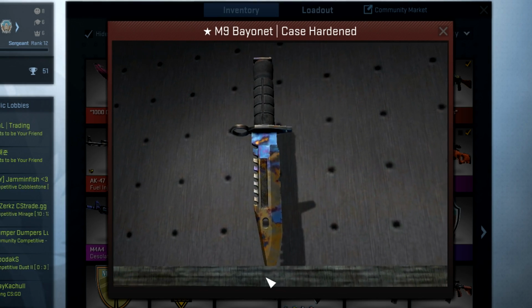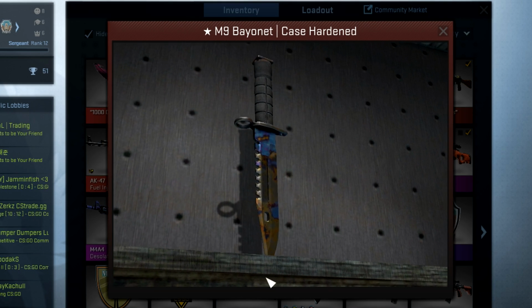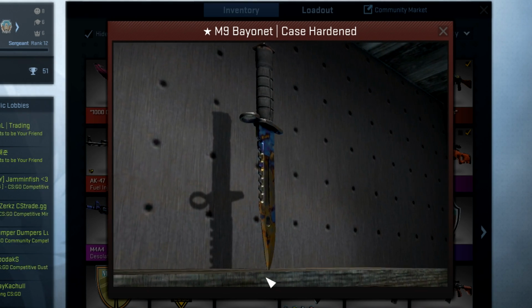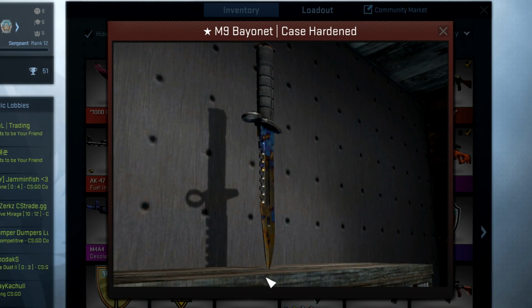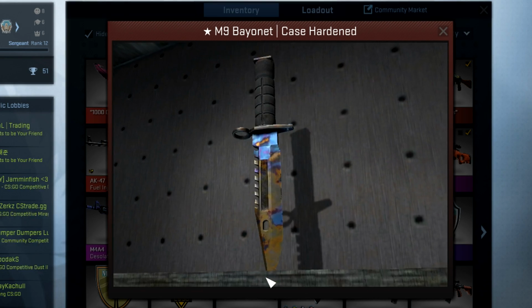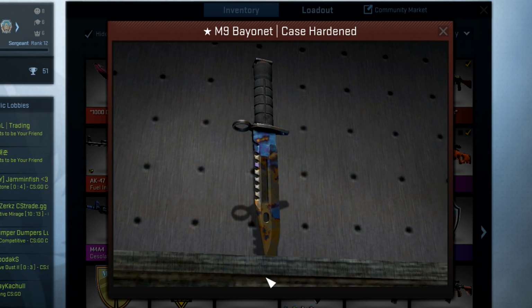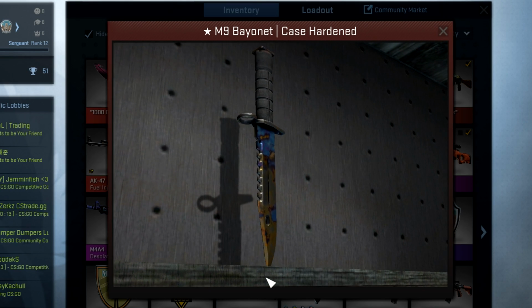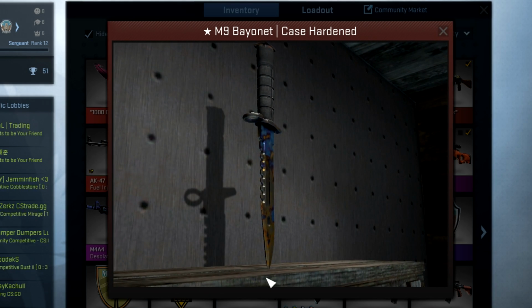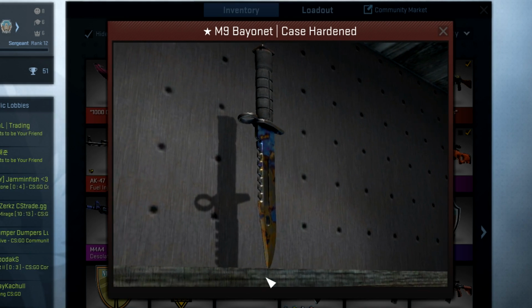So the second kind of knife I want to focus on is going to be the Bayonet tier knives. This is going to be the M9 Bayonet and the regular Bayonet. This is also pretty universal for the gut knives and flip knives. All of these knives are going to show the back side of the knife first. So this is the side that you're not going to see when you're holding it. And then when it spins around, it's going to be the play side that you see when you have the knife in your hand in game.